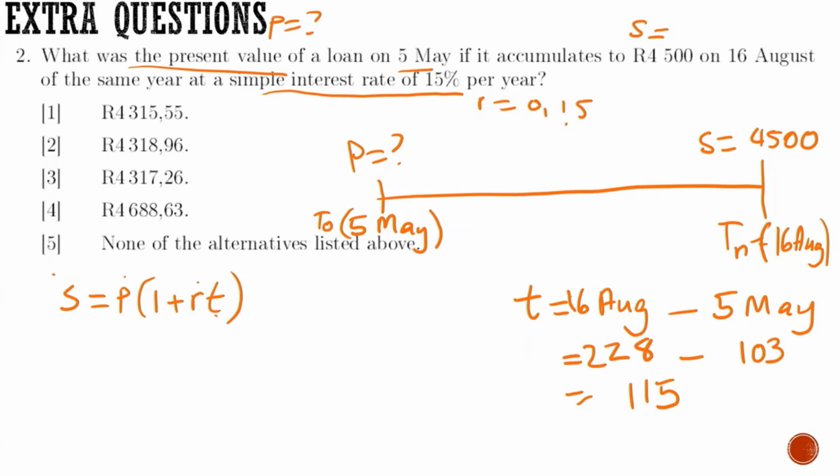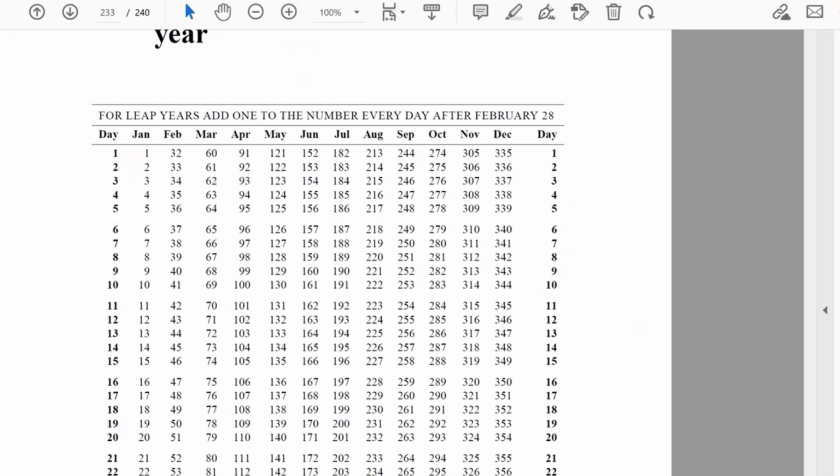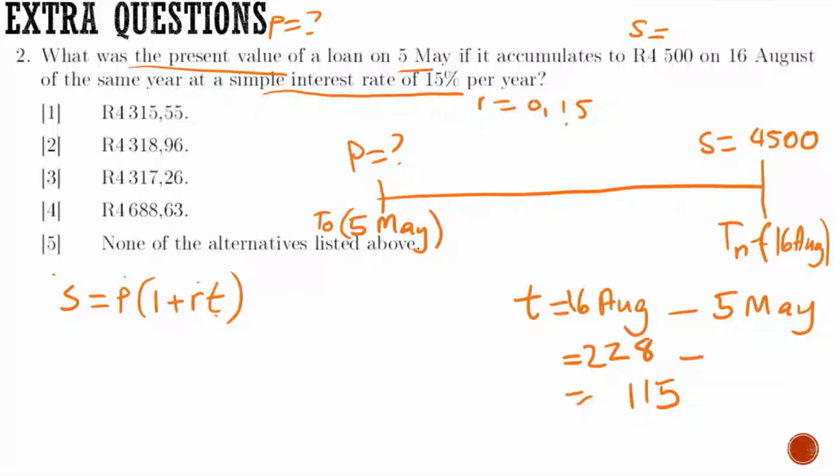Okay. 5th of May, it is 125. Is it 5th of May? This is 5th of May, it is 125. Let's go and confirm. You've got 5th of May, there it is 125. Okay, I am sorry for that, guys. So this is 125. So this is going to be 228 minus 125. So that is going to give you 103.